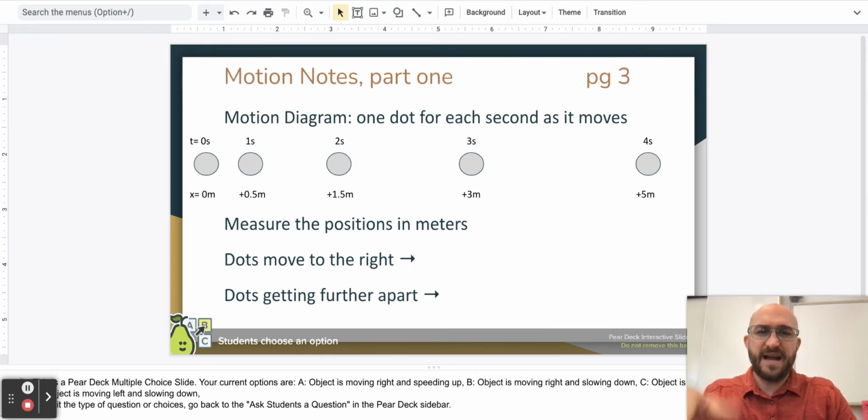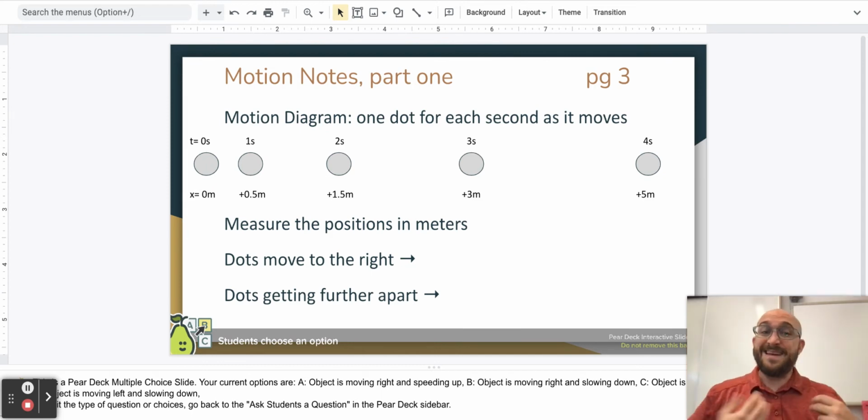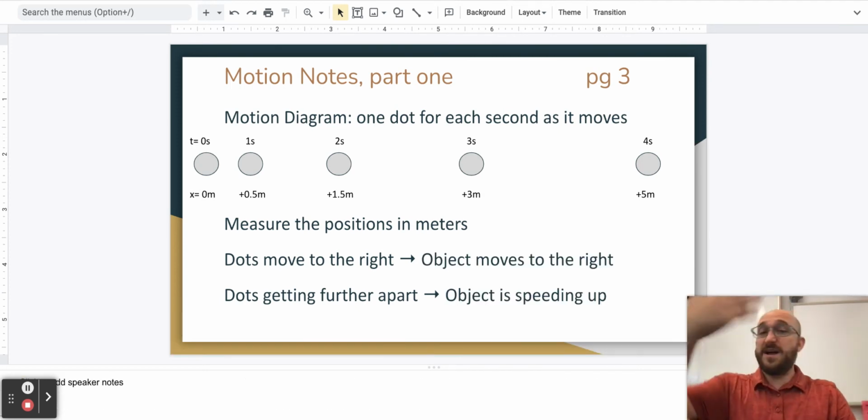So, I see my dots moving to the right. That tells me that the object is moving to the right. I know it's going to the right because 0 seconds is on the left, 4 seconds is on the right. Sorry, from your perspective, other way around. 0 seconds, 4 seconds. And the dots are getting further apart, which means that each second, it goes further than in the last second. This object's getting faster and faster and faster as it rolls forward.